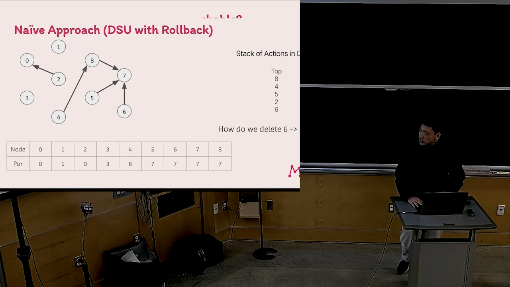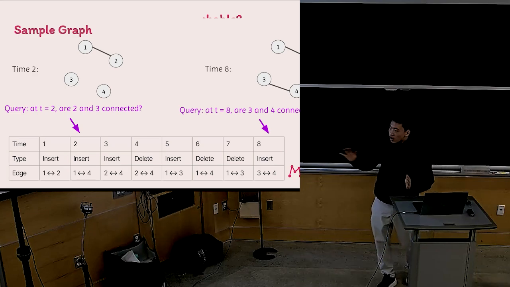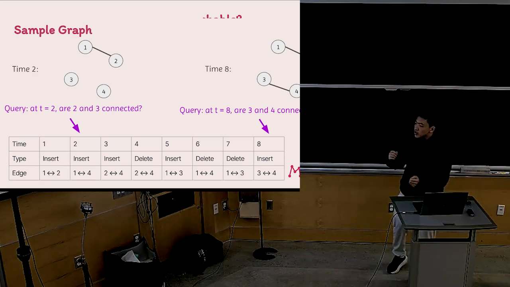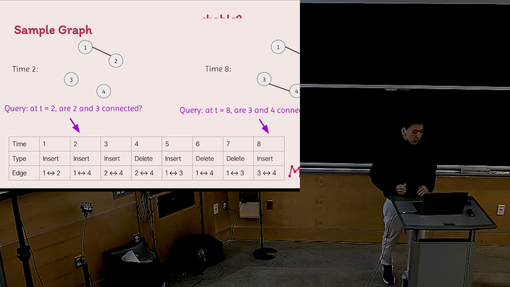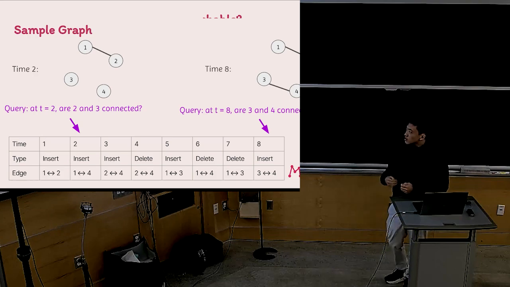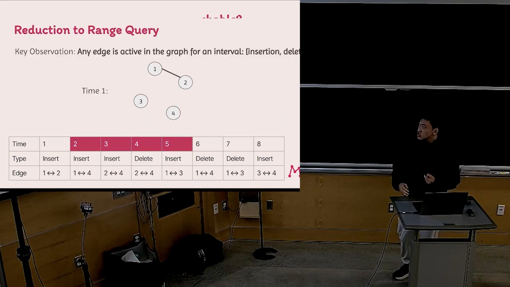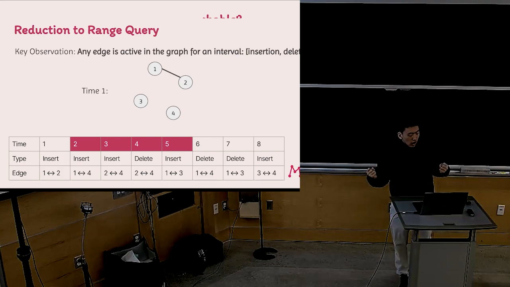And to do this, let's consider an example. Here I've laid out all of the potential queries where we insert or delete edges, and then at certain times we want to query whether nodes are connected. What we can notice if we play around a little bit with this sample is that every edge we add is defined exactly by a range of times. It's the range of times it's active, the interval from the time when you insert it to the time when you delete it. So this is the only time when this edge is going to be active within our graph.